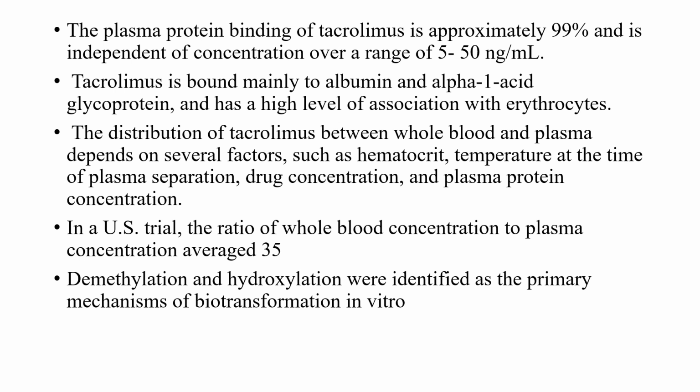It is 99% plasma protein bound over a concentration of 5 to 15 nanogram per ml. It mainly binds to albumin and alpha 1 glycoprotein and is highly associated with the erythrocytes in the blood. It was found in a trial that it is about 35 times more concentrated in whole blood compared to plasma. The distribution between whole blood and plasma depends on the hematocrit, the temperature at the time of plasma separation, drug concentration and the plasma protein concentration. After oral uptake, biotransformation occurs, basically demethylation and hydroxylation.